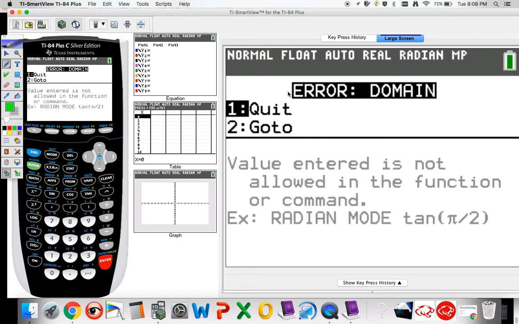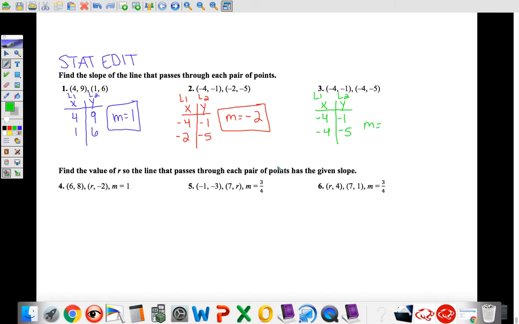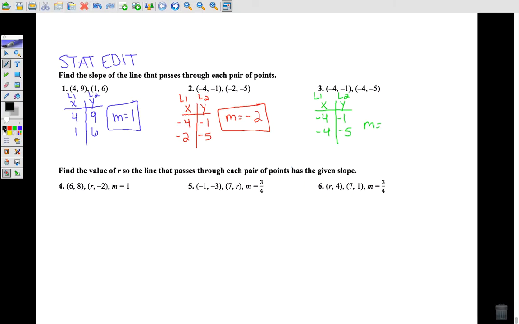And if you notice, we're going to get this error message, okay? And so here's why we're going to get the error message. It says domain. That means it has to do with their x values. So let's go back over here and look. Okay, so let's say that we're going to label this x1, y1, x2, y2.